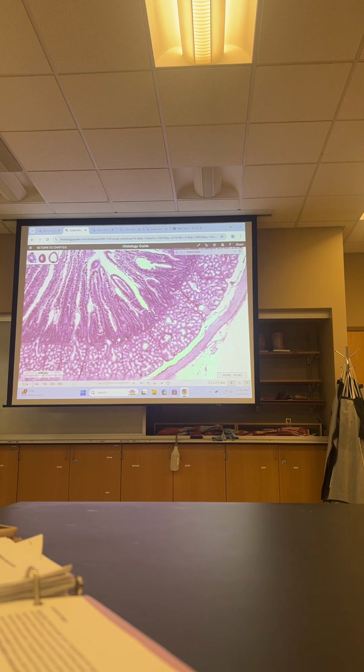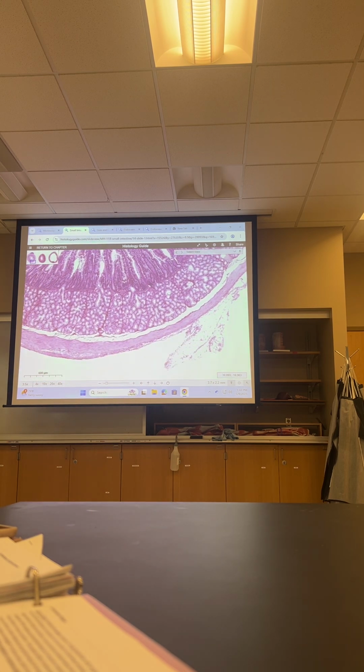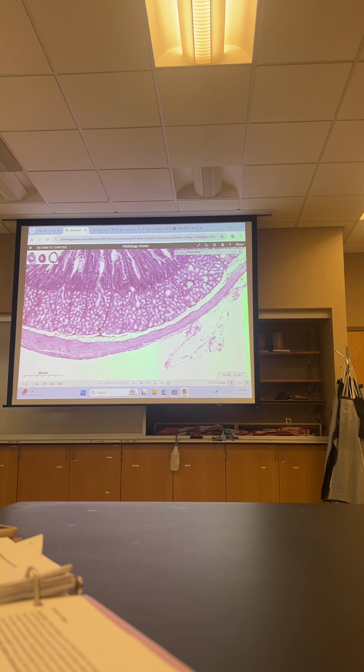And then the duodenum, what makes it unique from the other regions of the small intestine, is it contains what are called duodenal glands. And those duodenal glands are located just below the villi. And so all this right here are those duodenal glands. The other two regions, the jejunum and the ileum, do not have those. So that's how you'll be able to identify the duodenum versus the other two regions.